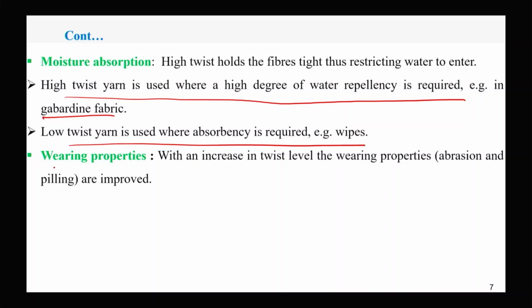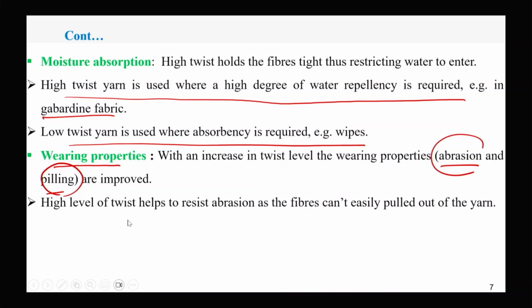Wearing properties. So abrasion and peeling, that I have already discussed. If we want to increase the abrasion resistance or improve the peeling resistance, we have to increase the twist length. A high level of twist resists the fibers easily coming out.